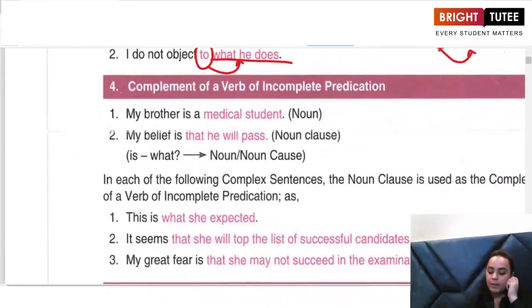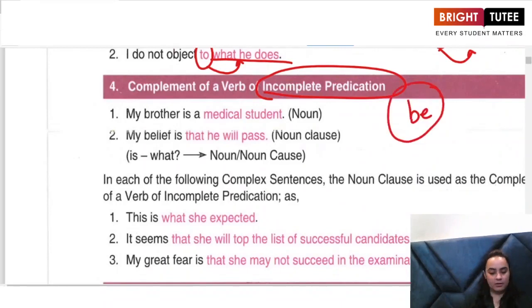It is complement of a verb of incomplete predication. Now, incomplete predication means those verbs which are incomplete in nature. Okay, basically the verb forms of be. What are the verb forms of be? Is, was, am, were, are. These are all the verb forms of be. Being, been. These are all the verb forms of be.